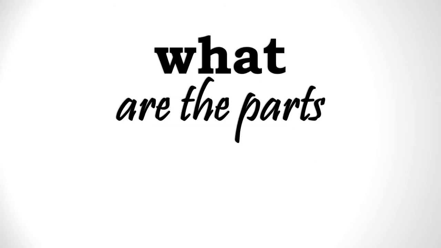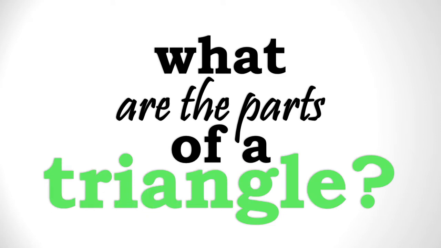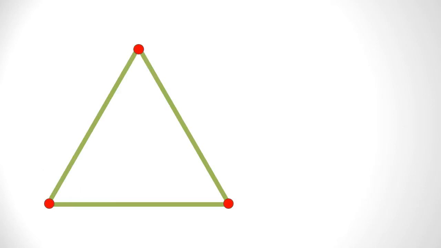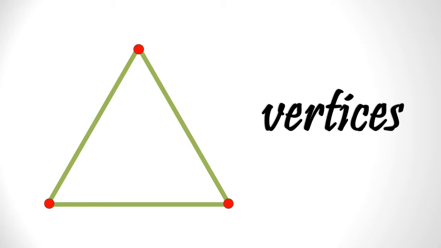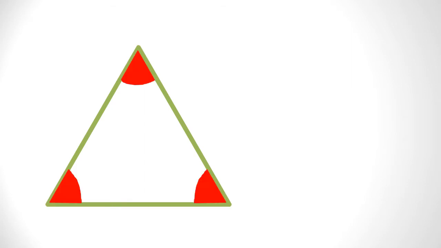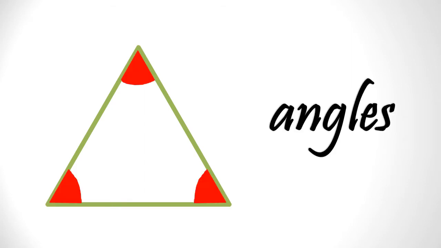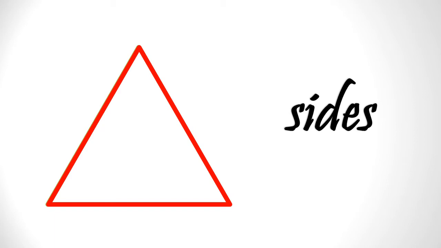Now, what are the parts of a triangle? I'm sure you have learned this in your previous grade levels. Let's start with the vertices. Take note that triangles have three vertices. The next part of a triangle are the angles. One thing to remember is that the angles inside a triangle have a sum of 180 degrees. And the last part we have are the sides.